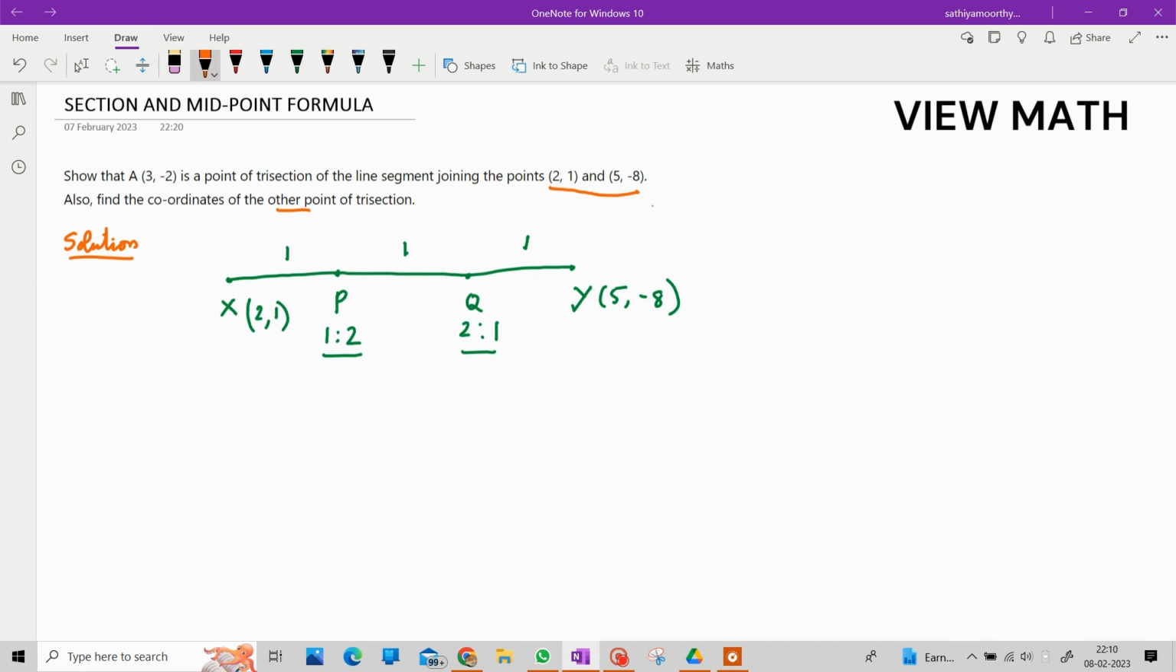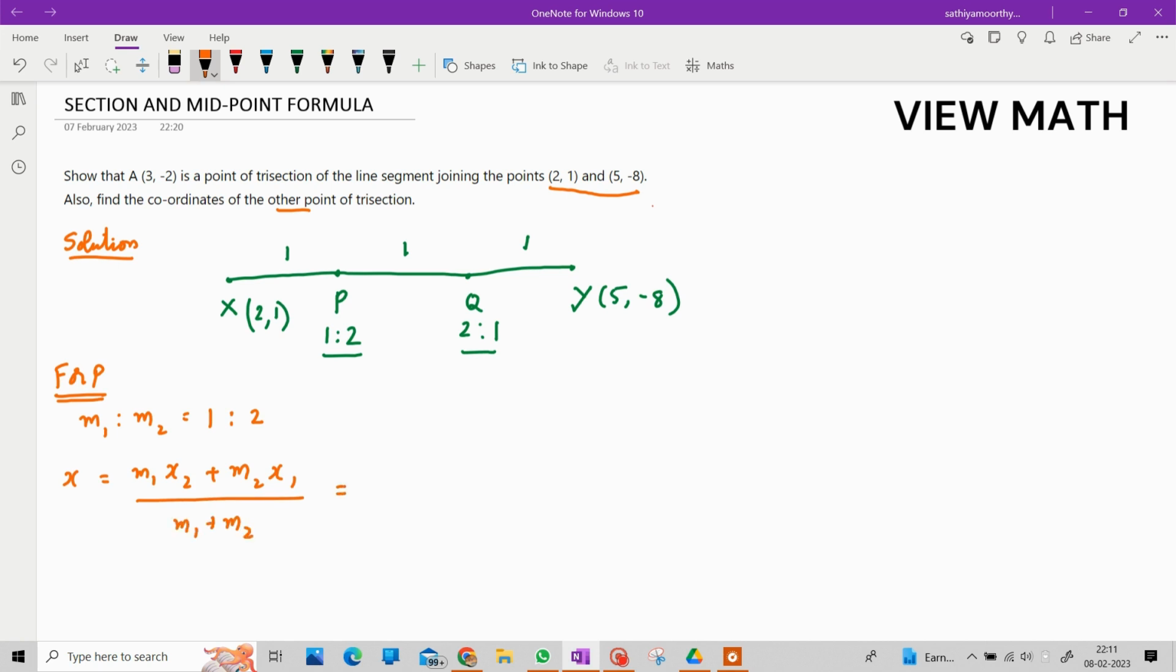Let me find out the coordinates of P and Q, and let me see which is A. Now for P, I'm going to find out the coordinate of P. So for P, what is m1 is to m2? m1 is to m2 is equal to 1:2. Now I have to find out the coordinate of P. So using the section formula, x is equal to (m1 x2 plus m2 x1) divided by (m1 plus m2).